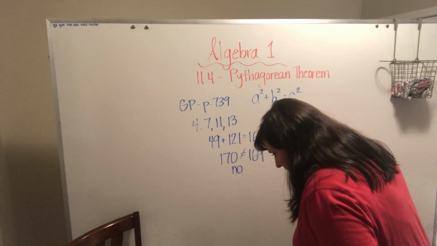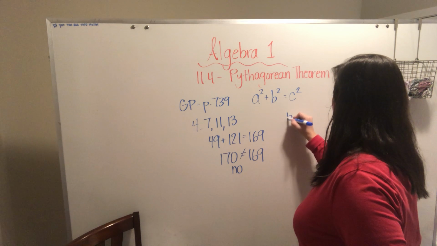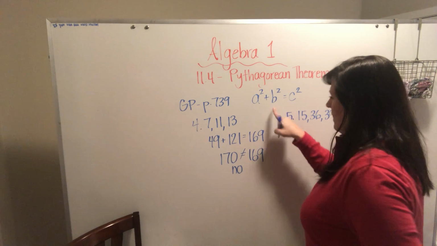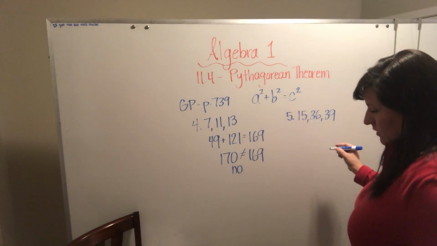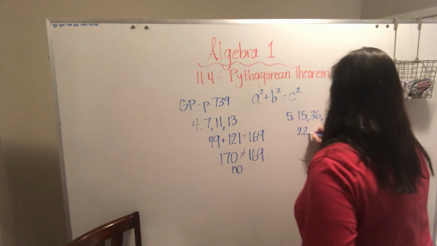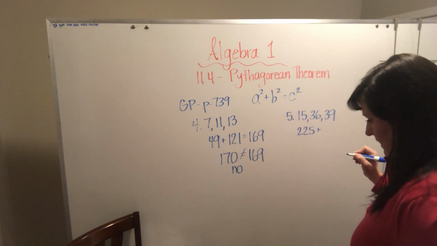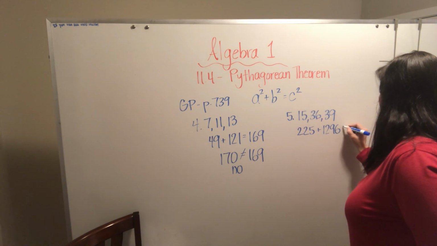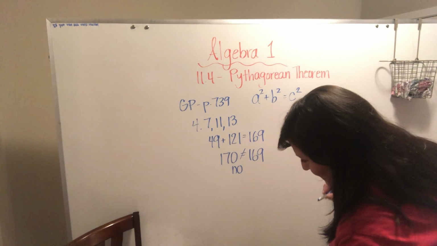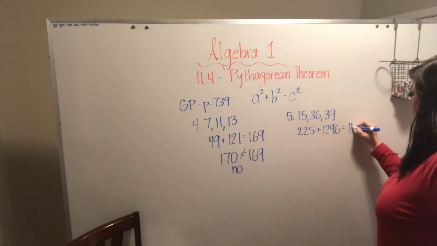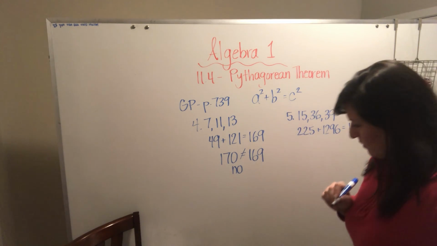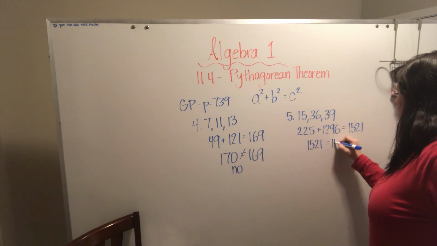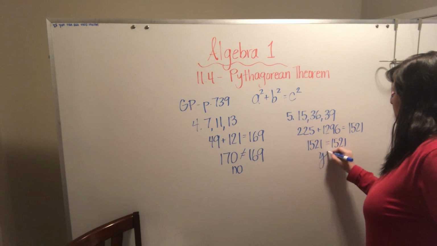Looking at number 5, 15, 36, and 39. A squared plus b squared is c squared. So 15 squared, 225. 36 squared is 1296. Just in case you wondered, I had that written down. I didn't do it in my head. 39 squared is 1521. Add all those up. 1521 does equal 1521. So the answer is yes.